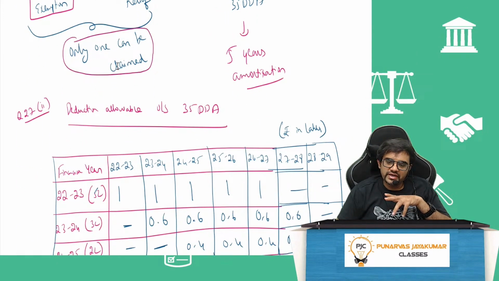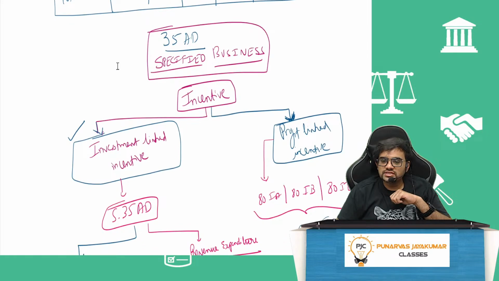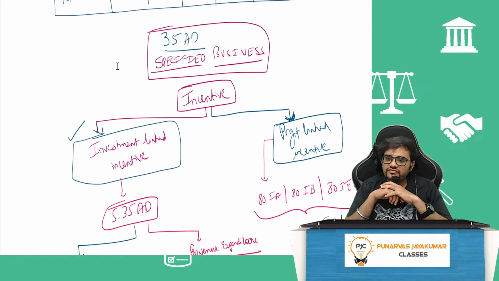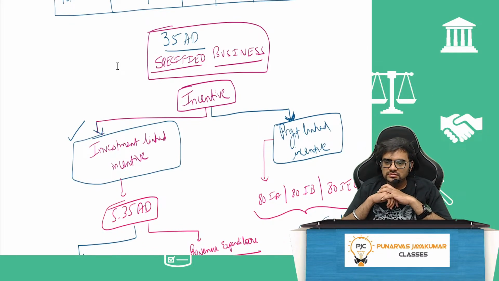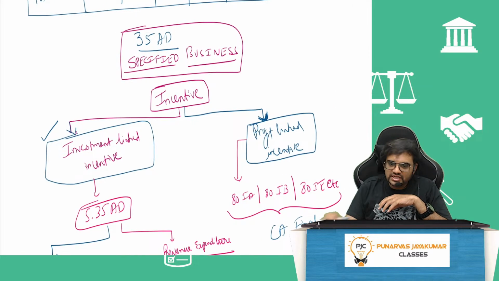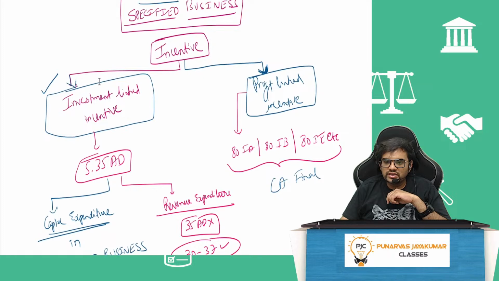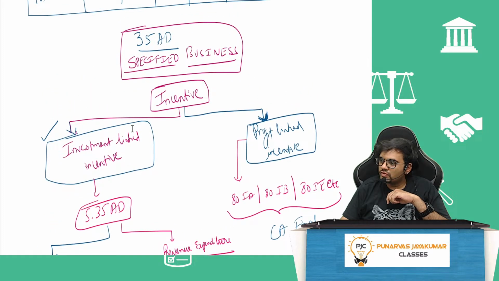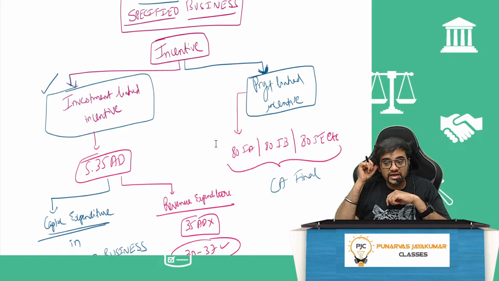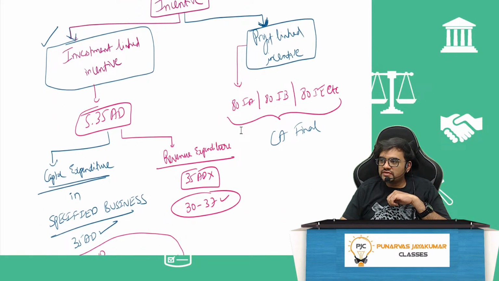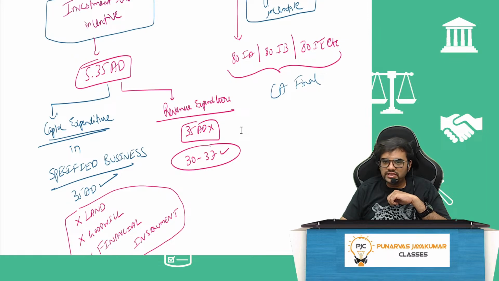35D done, 35DDA done. Next most important thing is 35AD, specified business. As far as incentive is concerned, there is one called investment linked incentive, and one more is profit linked incentive. Your profit linked incentive is covered under 10A, 10AA, 10B, etc., purely CA Final. Investment linked incentive is covered under 35AD.